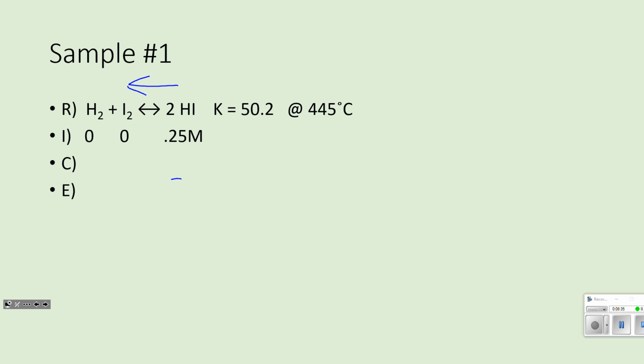So my change for the HI is minus 2x. Again, 2 because the 2 coefficients are from the HI. That means my H2 would gain x, my I2 would gain x. So at equilibrium, I would have x amount of H2, x amount of I2, and 0.25 minus 2x for the HI. Again, very different than what you've been doing before where, hey, you just know the equilibrium for one thing.